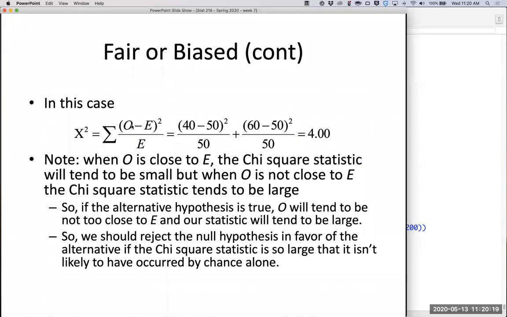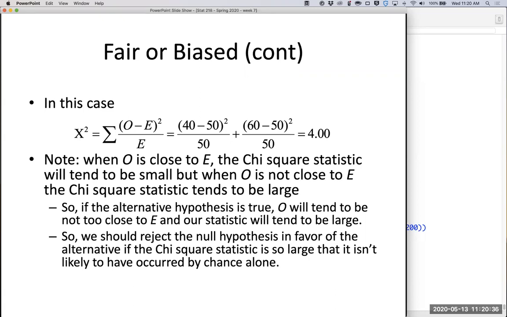So again, observed minus expected, squared, over expected: 40 minus 50 squared over 50, plus 60 tails minus the 50 that I would have expected to see, squared over 50. I get a chi-square value of 4.